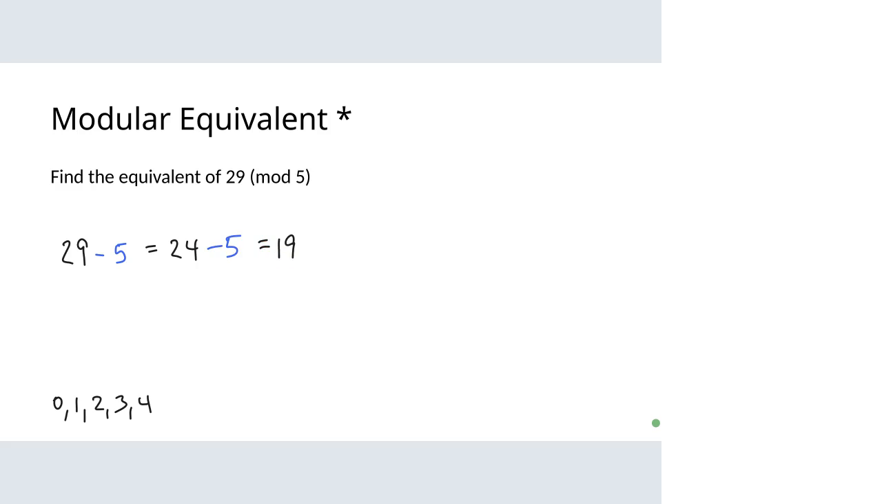Okay, this might be a long road, but I'm just going to keep walking it. I'm going to subtract 5 again, and that'll put me at 14. Still not in the mod 5 system. I'll subtract 5 again. I'm getting there. That puts me at 9. Ooh, I'm close. One more time, I'll subtract 5 again, and that puts me at 4. Finally, I got to a number that's in the mod 5 system, and I have an answer of 4.